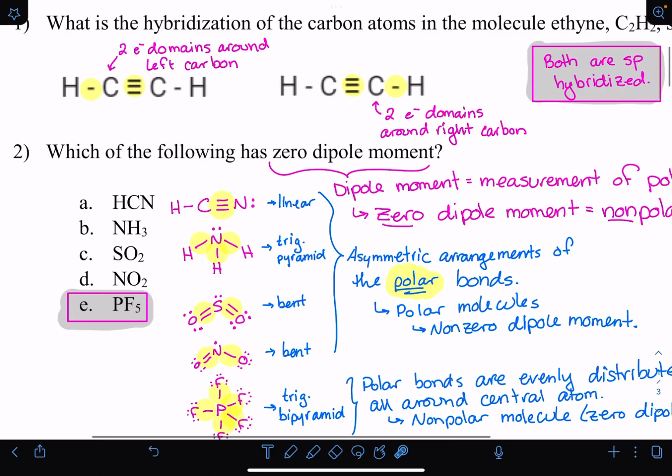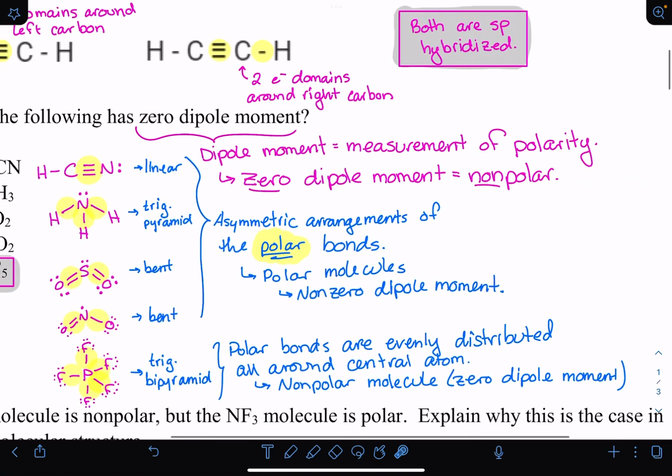We were then asked which of the following has zero dipole moment, so we need to be familiar with the vocab term dipole moment. Dipole moment is just a measurement of polarity, so if something has zero dipole moment, that means it is nonpolar. So the AP exam is not likely to ever come out and just tell you this molecule is polar, but they might tell you this molecule has a dipole moment of 0.46. The number is not important, but what you need to recognize is that if it's not 0, it's polar. If it is 0, it's nonpolar. And the larger the number, the more polar that thing is.